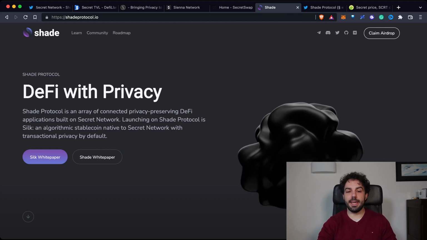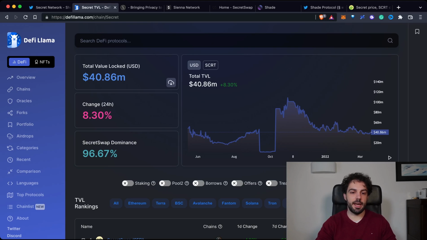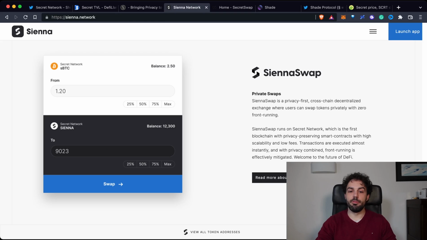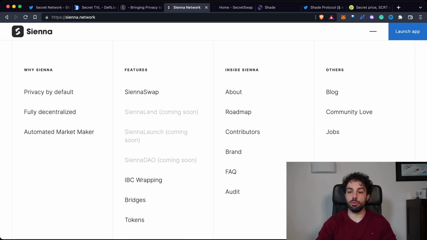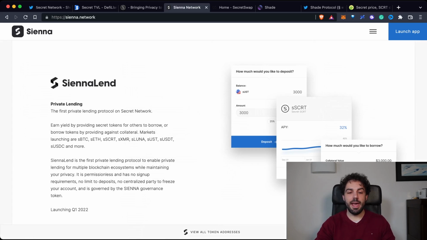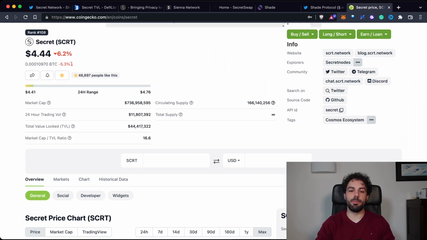In any case, as you can understand from the total value locked in the whole ecosystem, but also from the different protocols, as you can see, for example, here in this menu, Sienna Land is coming soon. Sienna Launch is coming soon. Sienna DAO is coming soon. Everything is just coming soon. And that's also the reason why at this point, the Secret Network, or better, the Secret token, is just so small in terms of market cap.